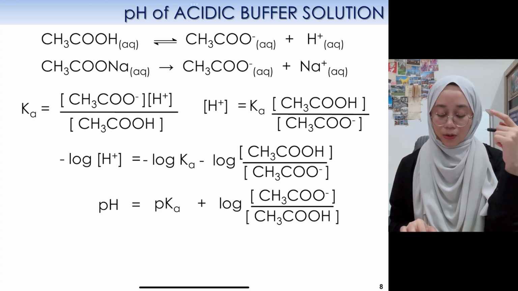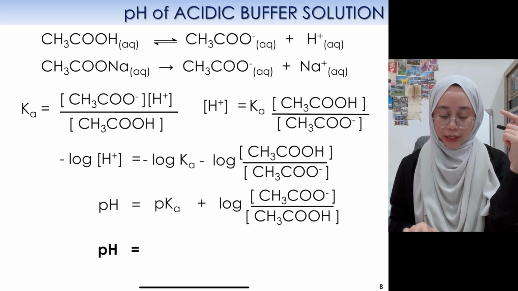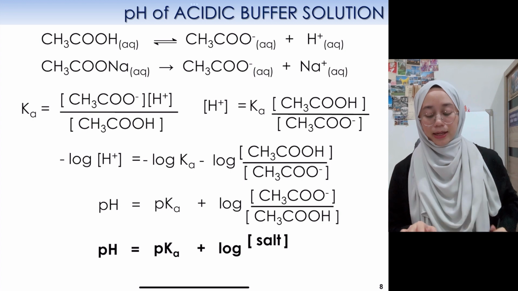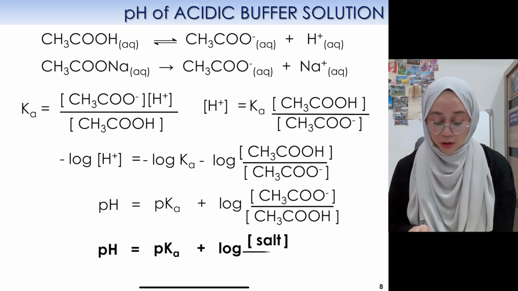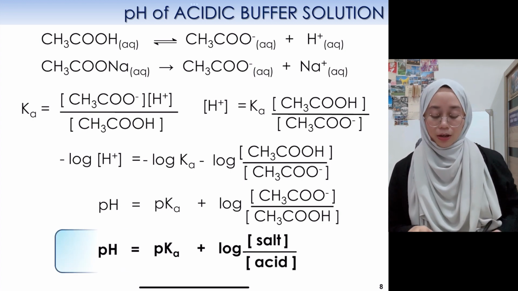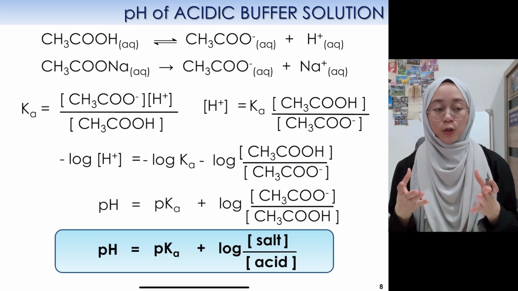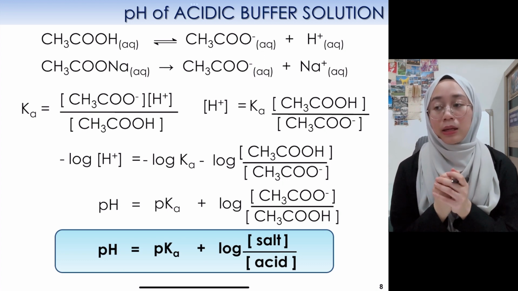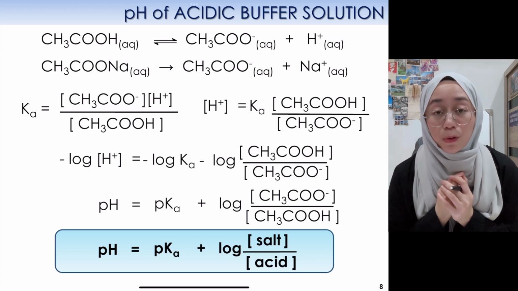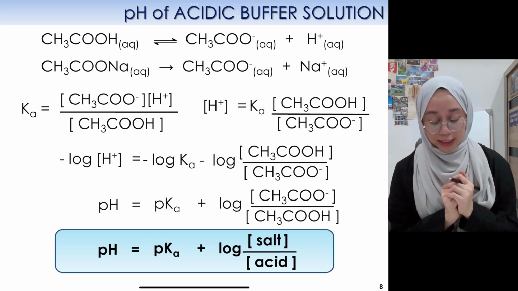CH3COOH. Okay, so basically kita akan dapat Henderson-Hasselbalch ni: pKa plus log, atas adalah concentration of salt, bawah pula adalah concentration of acid, which is usually memang akan diberi dalam soalan lah. Kalau soalan tak bagi concentration pun, dia akan bagi like maybe mole and volume untuk kamu kira concentration dia.